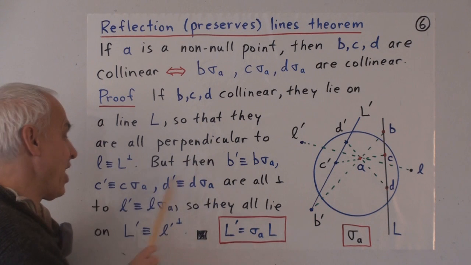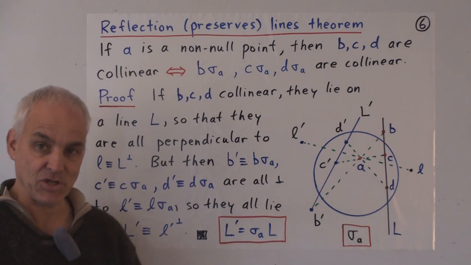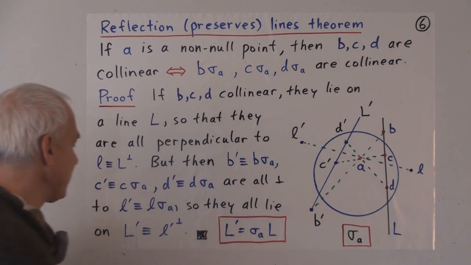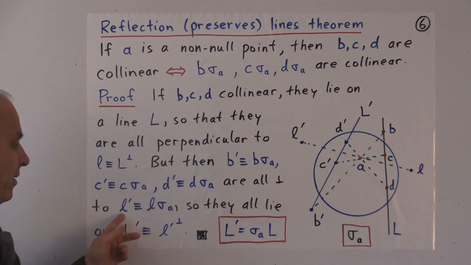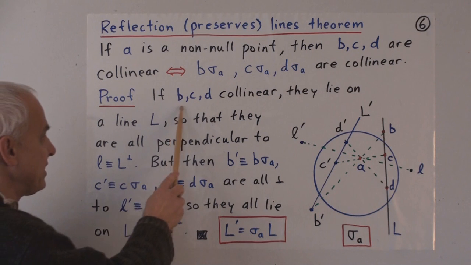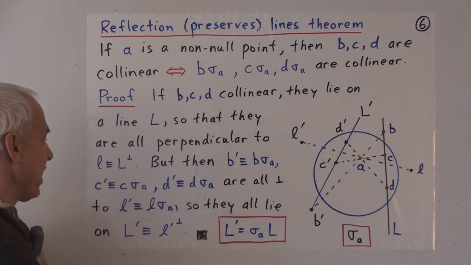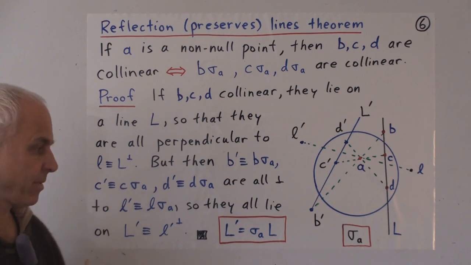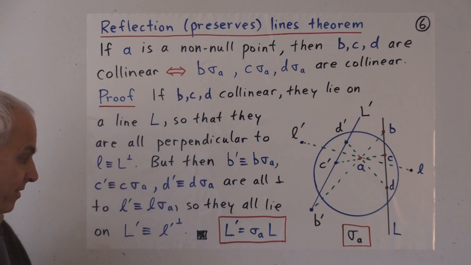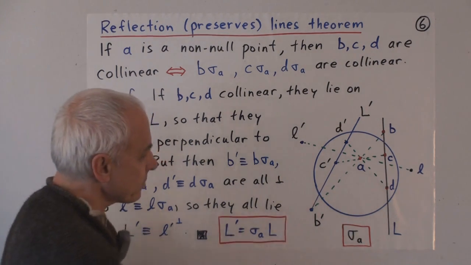So suppose that B prime, C prime, and D prime are the reflections of B, C, and D. Well, then they are all perpendicular to the reflection of L, because we've just learned that reflection maintains perpendicularity. So if B, C, and D are all perpendicular to L, then B prime, C prime, D prime are all perpendicular to L prime. But that means that they all lie on the dual of L prime. So they're all collinear.